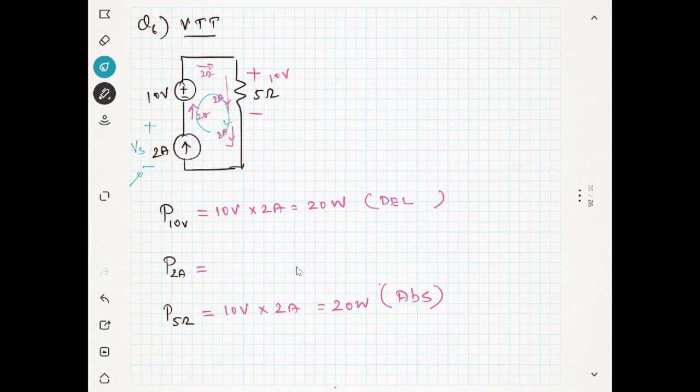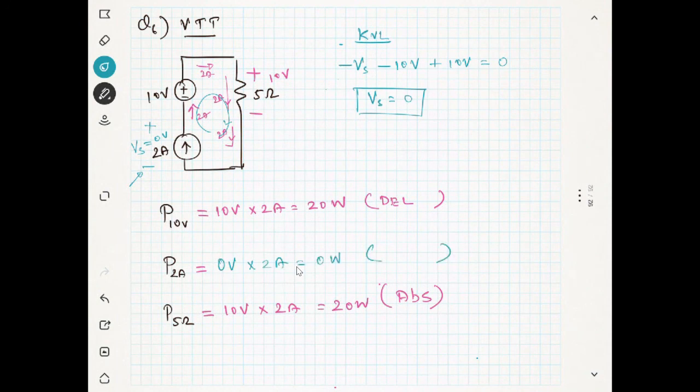So if I start from here, I can say the Kirchhoff voltage law: minus Vs, minus 10 volt, then plus 10 volt, this is equal to 0. That means my Vs is equal to 0. So I have the voltage Vs equal to 0 volt. So you can say here it is 0 volt multiplied by 2 ampere. So it will be equal to 0 watts.